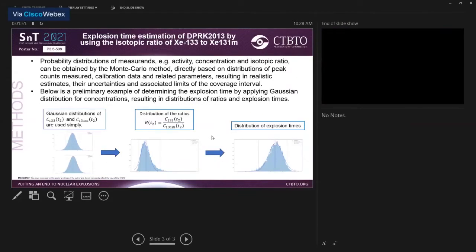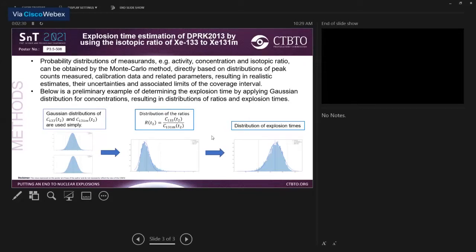However, we can derive the distribution of the activity or the isotope ratios by the Monte-Carlo method, directly based on the input distribution of the peak counts or calibration data and other parameters. Here is the example. We use the Gaussian distribution of the concentration, and then we get the distribution of the ratios. It's not Gaussian anymore, with the mean value estimated from this distribution, and also the limits of the coverage interval.